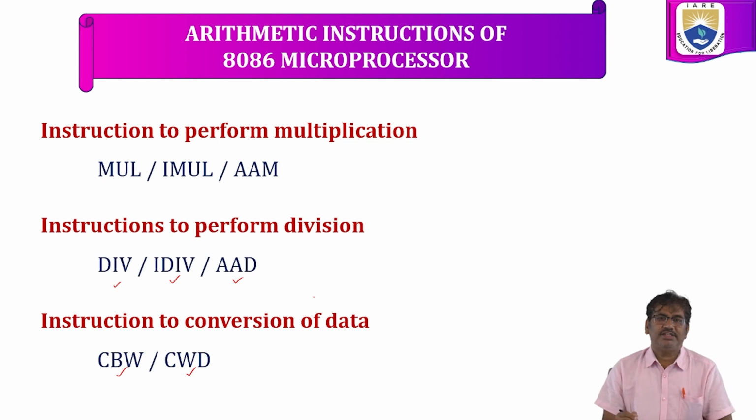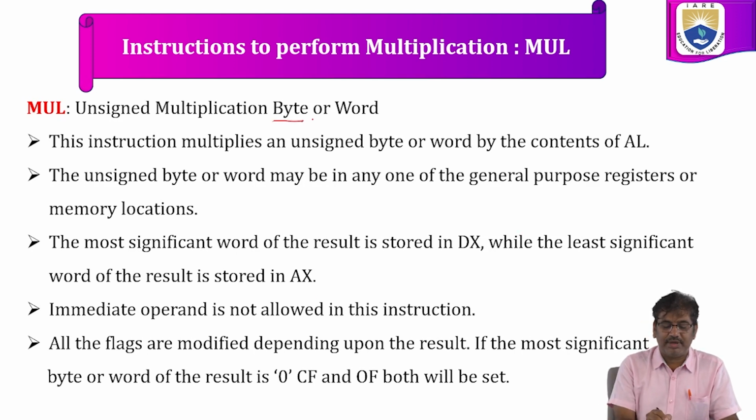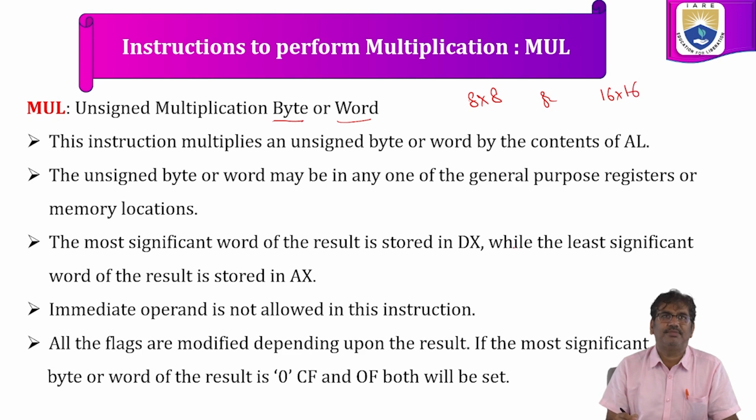So now we will see each and every instruction, the significance, syntax, as well as implicit operands, with examples. MUL, which is unsigned multiplication. Either we can multiply a byte or a word. In the 8086 processor, we can go for multiplication which is 8-bit by 8-bit or 16-bit by 16-bit multiplication.